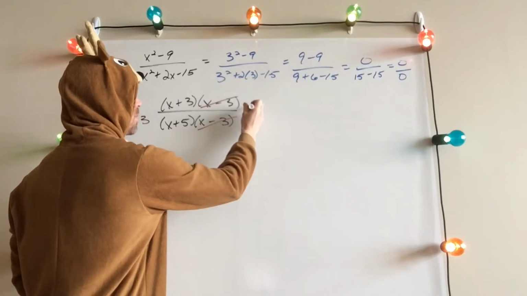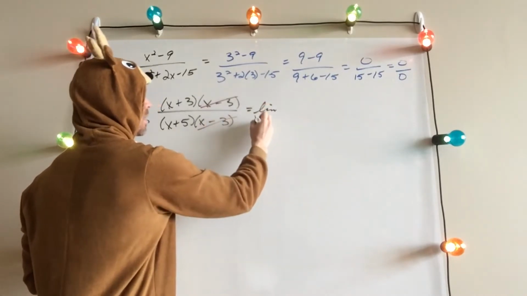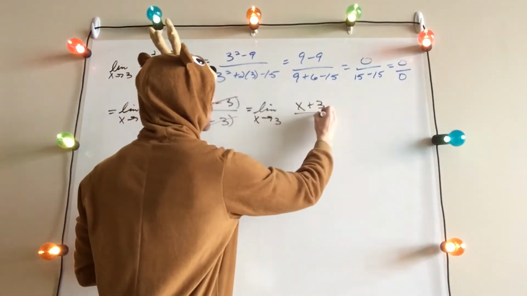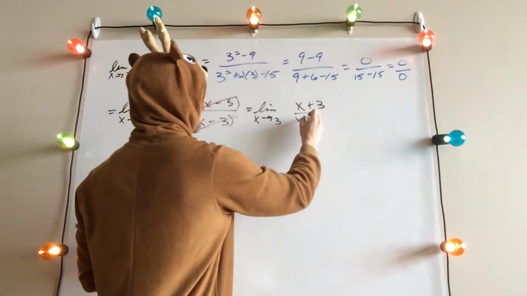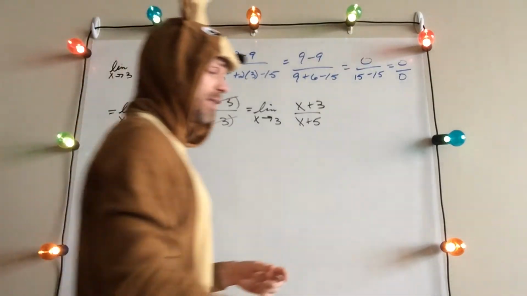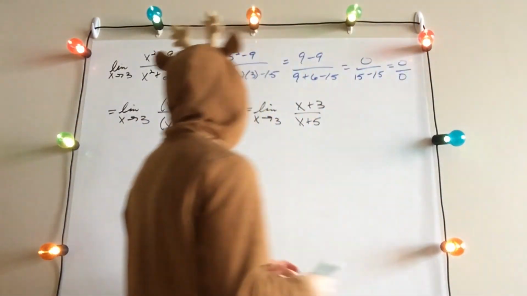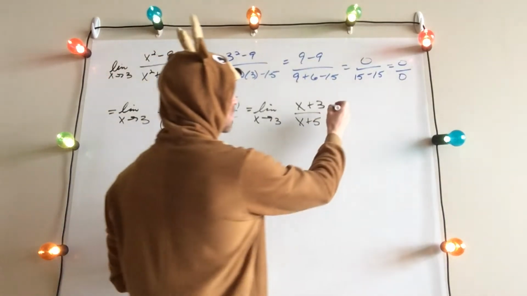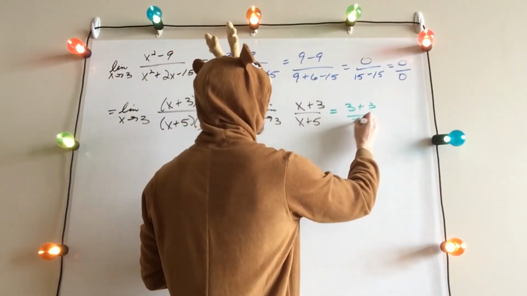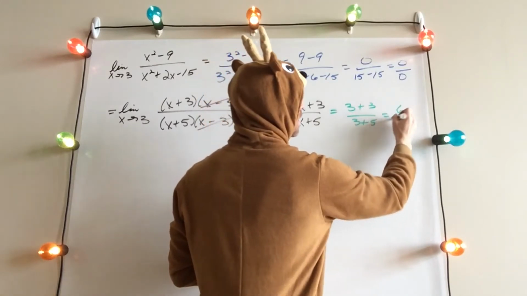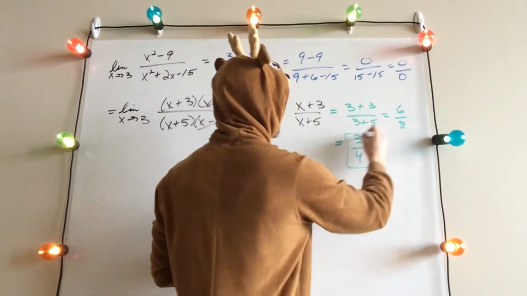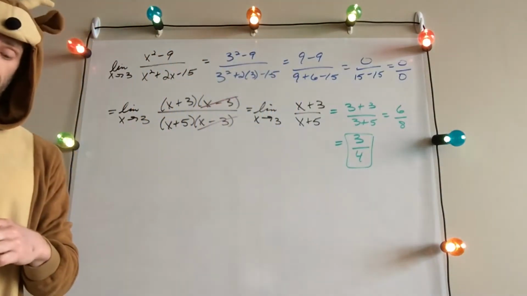So we can say that this is the same thing as the limit as x goes to 3 of x plus 3 over x plus 5. And now we can try direct substitution. When we try direct substitution, we get 3 plus 3 over 3 plus 5, 6 over 8, and we can reduce and get 3/4.